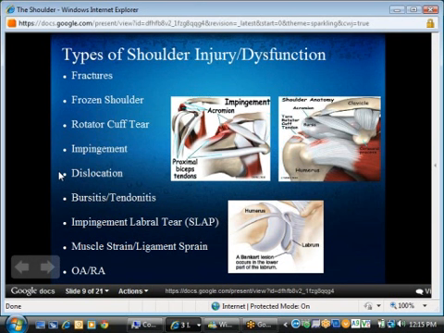Or do you have some problem? Had a tear there. Tear of the labrum? Okay. Two months ago.